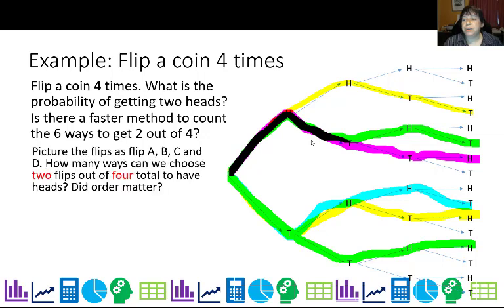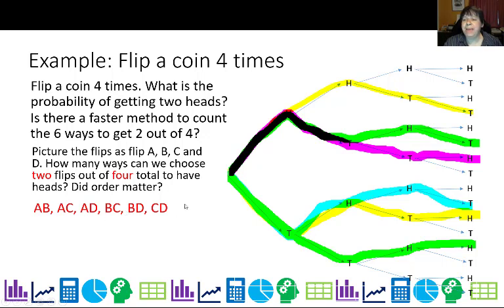So what you can do is you can picture this is flip A, this is flip B, flip C, and flip D. How many ways can we choose 2 out of the 4 total flips to have heads? All right. Well, I could do A, B, A, C. So flip A, flip B. So there's heads, heads. Or I could do heads and then not have my next heads till here. Or I could do heads and not have my next heads till there. And you can see that I count up 6 ways.